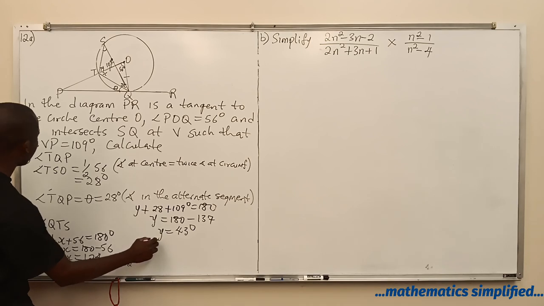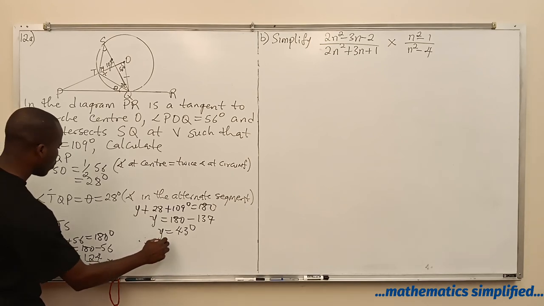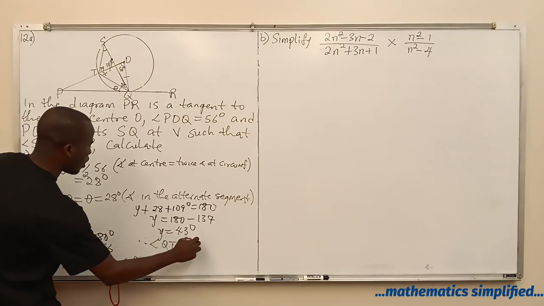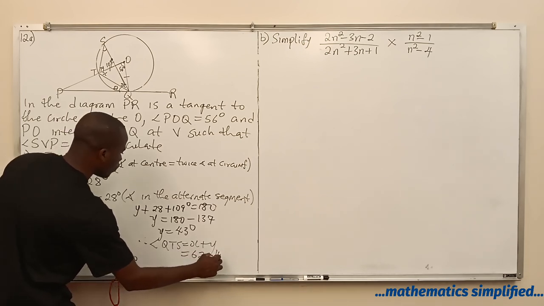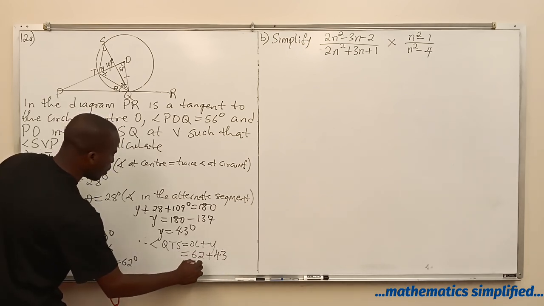Therefore, angle QTS is x plus y, which is 62 plus 43, which is 105 degrees.